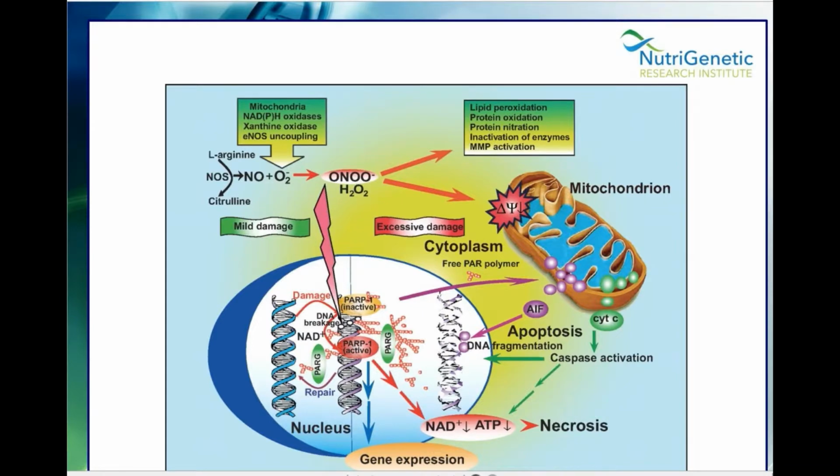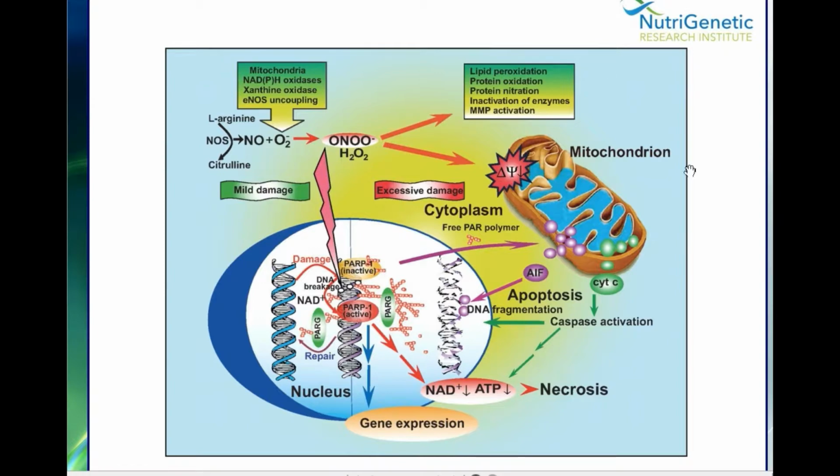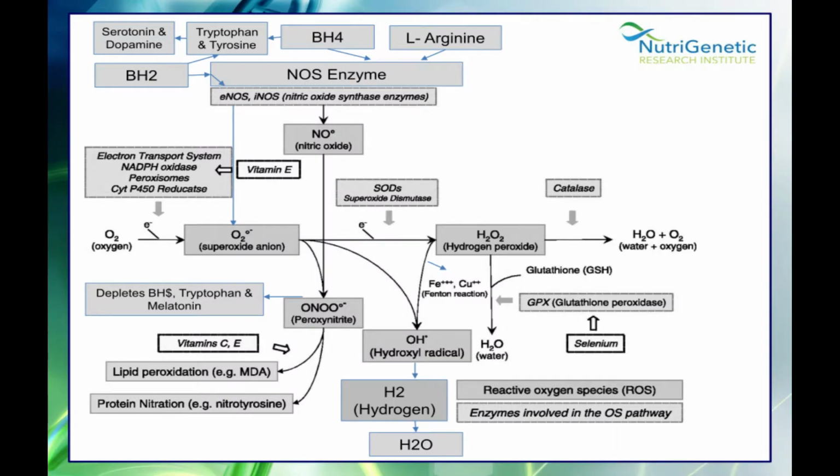So here's part of the issues that happen with the nitric oxide. Now that we are making the ONOO-, or peroxynitrite, we're going to start having lipid peroxidation, protein oxidation, protein nitration, inactivation of enzymes, and MMP activation. So the mitochondria is going to suffer from that. We're going to have apoptosis, DNA fragmentation, necrosis, and all of those things then start escalating, and now it's going to influence gene expression, because now we're dealing with semi-damaged building blocks, and then it just keeps going on and on and on.